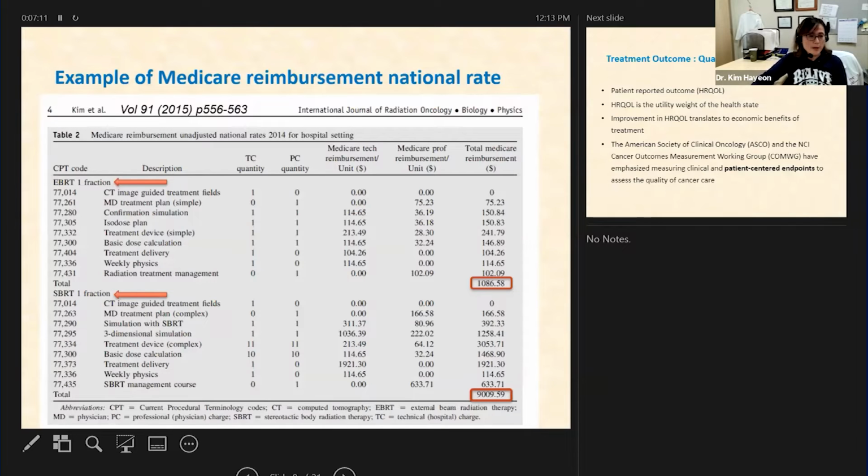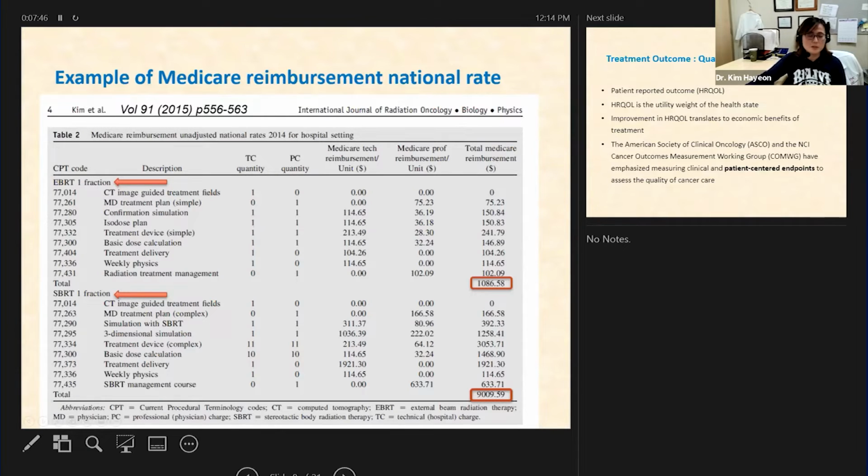This is one of my papers, published in 2015 in the Red Journal. This Table 2 particularly shows external beam 1 fraction of 8 Gray and SBRT 1 fraction of 16 or 18 Gray. We got the reimbursement data as of 2014, because this analysis was done 6 years ago. As you see, total Medicare reimbursement is about $1,000 for EBRT 1 fraction, and SBRT is $9,000.